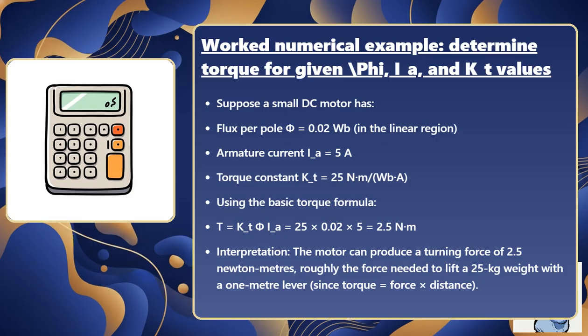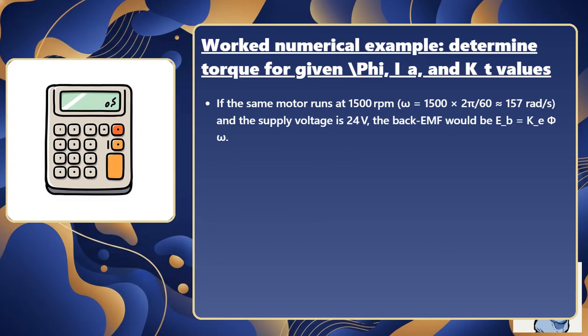Roughly the force needed to lift a 25 kilogram weight with a 1 meter lever, since torque equals force times distance. If the same motor runs at 1,500 revolutions per minute, omega equals 1,500 times 2 pi divided by 60, approximately 157 radians per second, and the supply voltage is 24 volts.